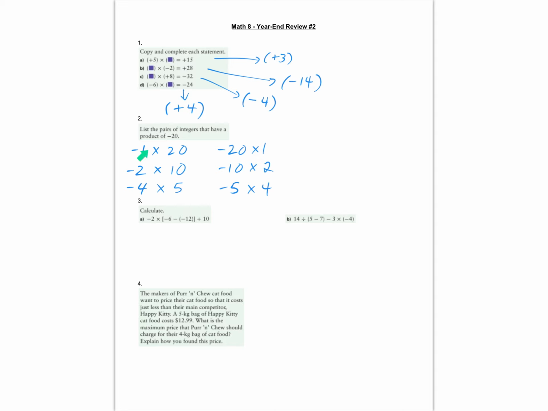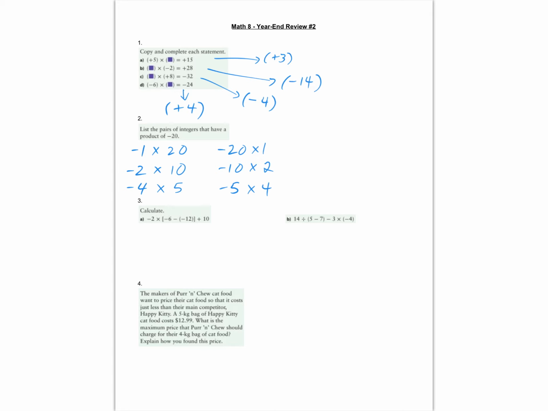Okay, 1 times 20 is 20. One of them's negative, so it becomes negative. The signs are different. Okay, same thing here. 2 times 10 is 20. The signs are different. This one's negative. This one's positive, so it's negative 20, and so on. So there are the pairs of integers.